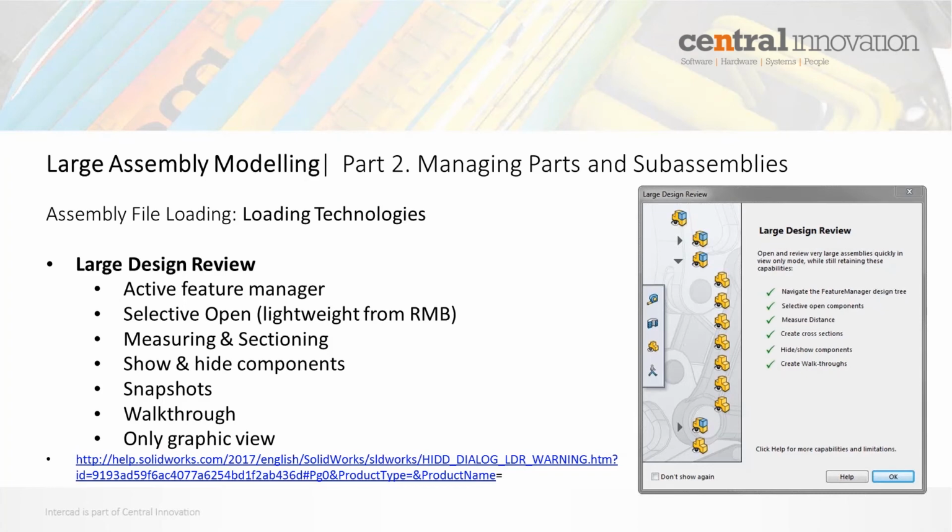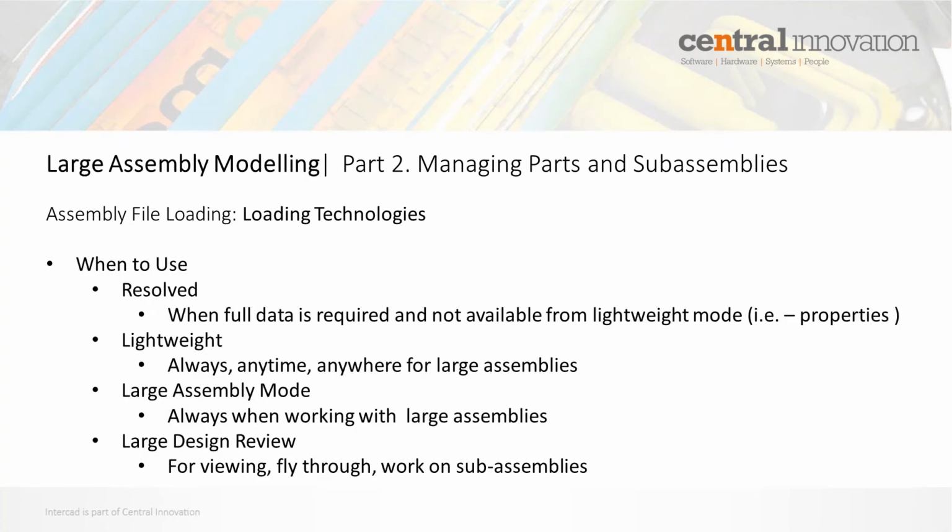And I guess in summary, when do we use these particular modes? Resolved when full data is required and not available from lightweight mode, so if you need to access properties. Lightweight is always recommended anytime, anywhere for large assemblies, and if you're working in large assembly mode, then as I mentioned before, it's in lightweight anyway, so large assembly mode is really where you need to be at. And large design review is really for viewing, doing fly-through, or working on sub-assemblies.